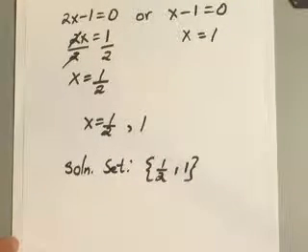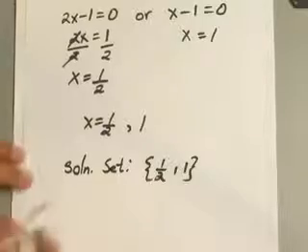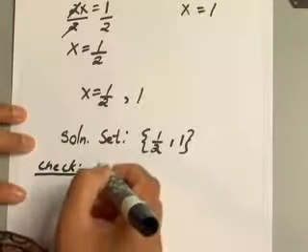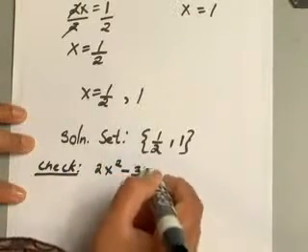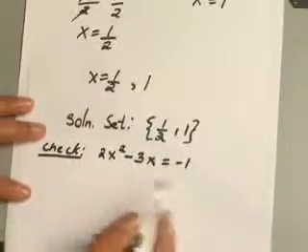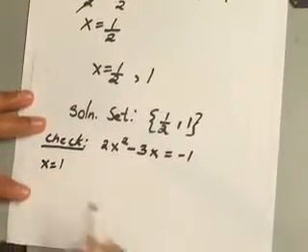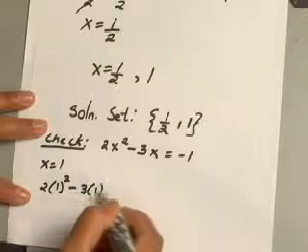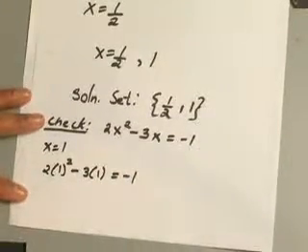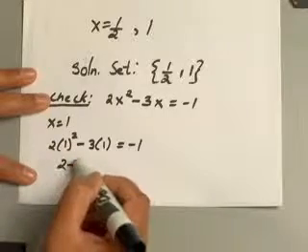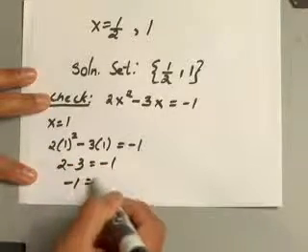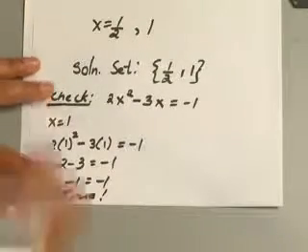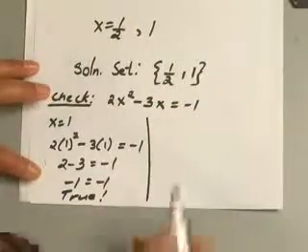Okay. Now again, if you like to, you can go back and check your answer, put it back into the original equation, which was 2x squared minus 3x equals -1. We'll go ahead and check for x equals 1 first. So that will give you 2 times 1 squared minus 3 times 1 equals -1. And that will give you 2 minus 3. And 2 minus 3, of course, gives you -1. So you end up with a true statement there. So we know that x equals 1 is indeed a solution.